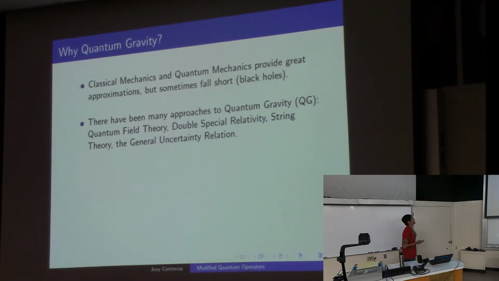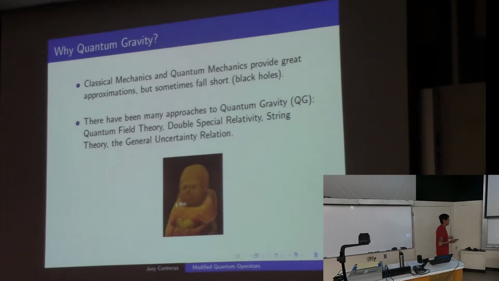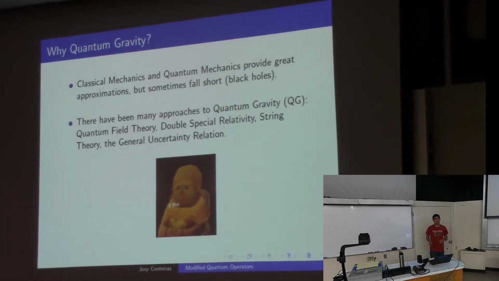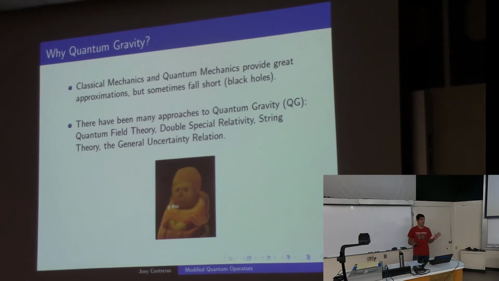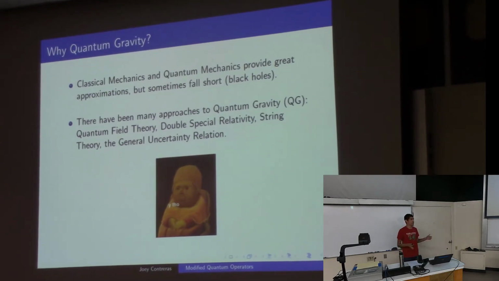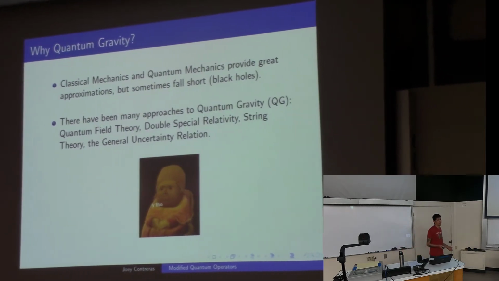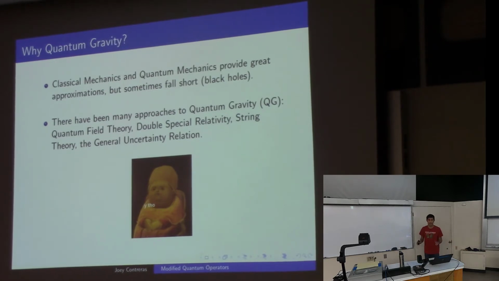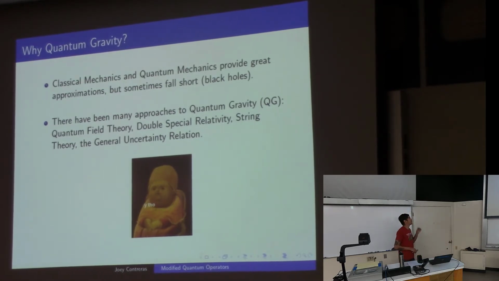So, why quantum gravity? Classical mechanics and quantum mechanics provide great approximations, but sometimes they fall short. And when I say great approximations, I really, really mean it. Think about it. They've gotten us to the moon, we've detected gravitational waves, we have self-driving cars, Lord of the Rings extended cut. I mean, the gifts never stop coming.